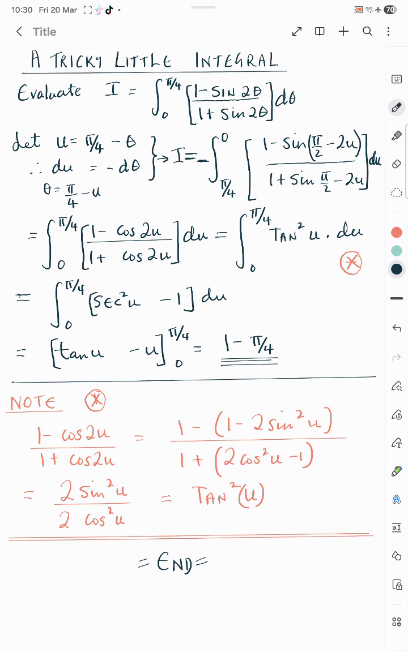Okay, and then continuing from there, I've replaced tan squared u by sec squared u minus 1, and then integrating sec squared u, that's tan u, and integrating 1, that's u, and our limits are 0 and pi upon 4, and on substituting those limits, we get quite easily 1 minus pi upon 4, and that does it.